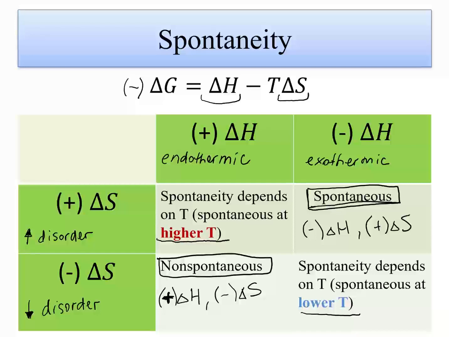If we are dealing with the endothermic process, for example, positive sign of the delta H, then we need to make sure that our term, temperature multiplied by the delta S, is large enough to be able to obtain the negative sign for the delta G. So this needs to be large, which means that temperature will play a role, and at higher temperatures, we still could obtain the negative sign for the delta G. This reaction could be spontaneous at higher temperatures, and so on.